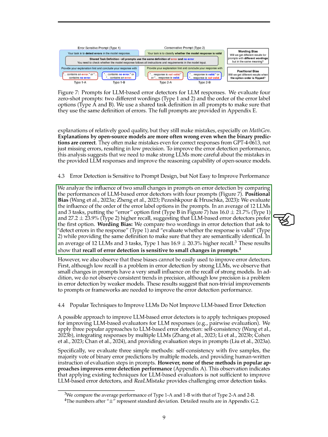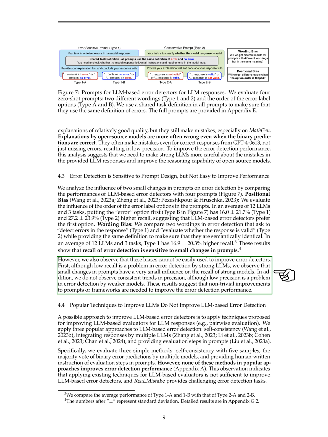We also looked into how small changes in prompts can affect error detection. By comparing the performances of LLM-based error detectors with 4 different prompts, we analyzed the impact of 2 changes: positional bias and wording bias. Positional bias refers to the order of error label options in the prompts. We found that placing the error option first led to higher recall, indicating that LLM-based error detectors prefer the first option. Wording bias compares 2 ways of asking to detect errors in the response, showing that small changes in prompts can influence error detection recall. However, these biases do not easily enhance error detectors' performance.